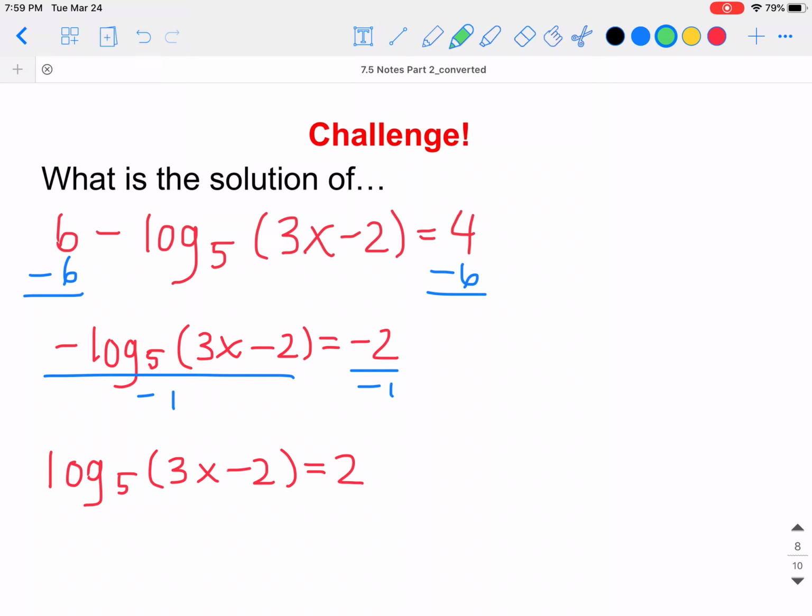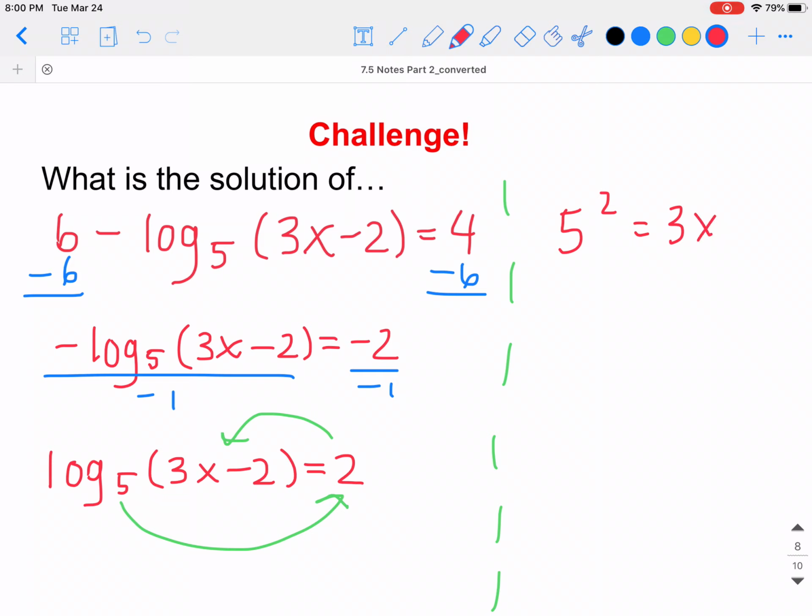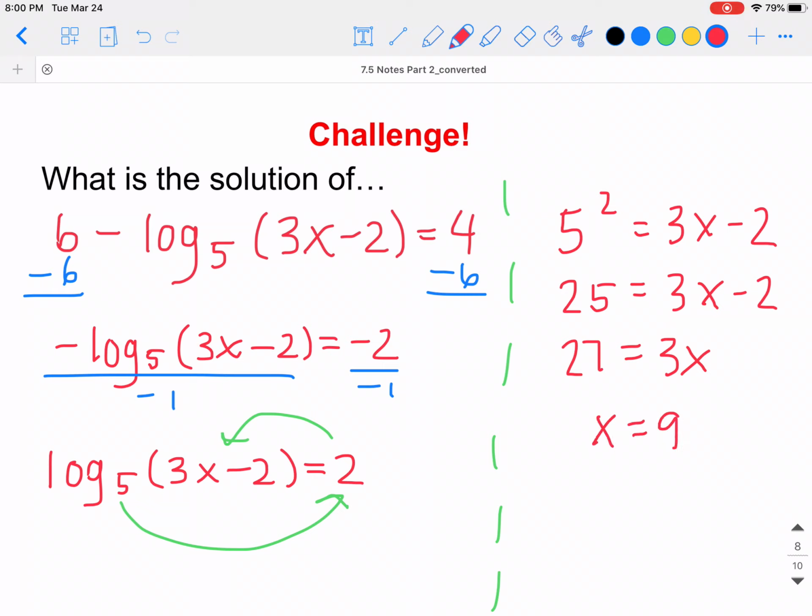So to solve, we're going to write this in exponential form. 5 raised to the 2nd power equals 3x minus 2. If we simplify, we have 25 equals 3x minus 2. To solve for x, we're going to add 2 to both sides. So we have 27 equals 3x. Last step, divide both sides by 3, and we get x equals 9 as our final solution.